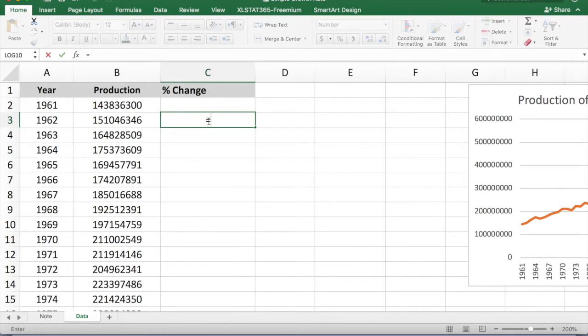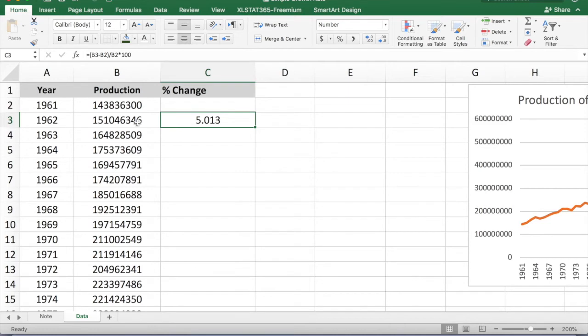So you type equal to and use the formula. This is our current value minus the previous value divided by previous value, and this multiplied by 100. This is indeed the formula of simple growth rate. We press enter and this percentage change has been obtained.